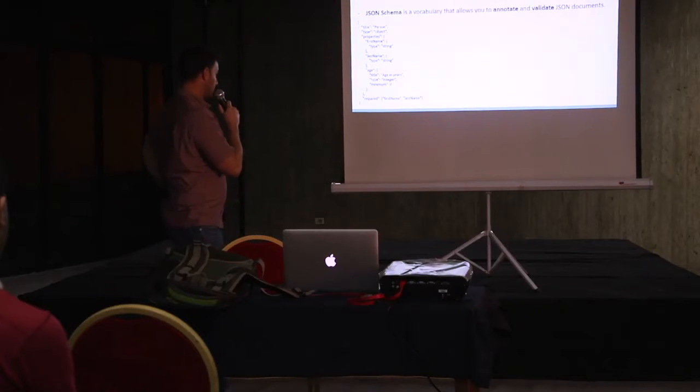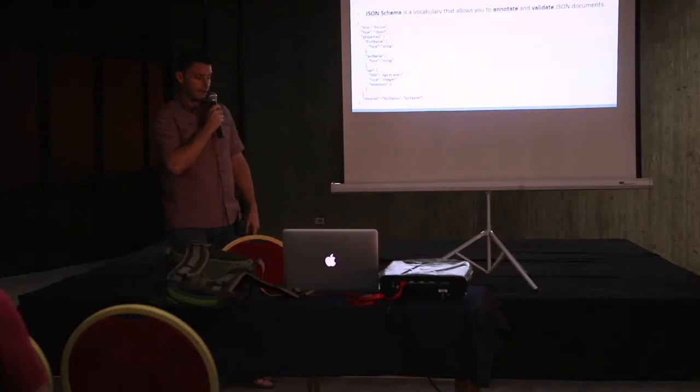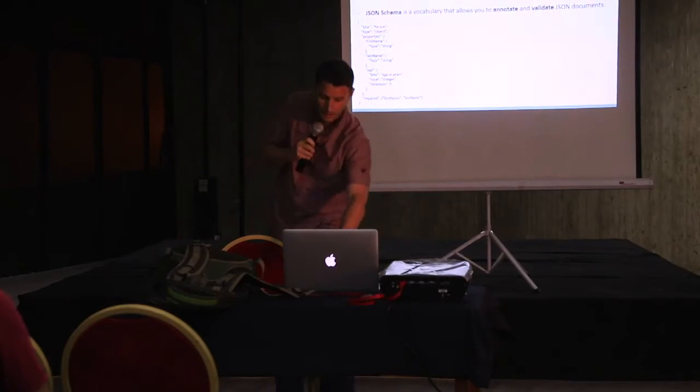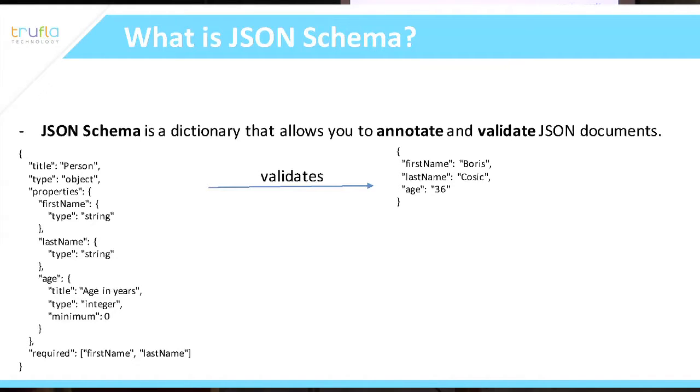So what does annotate mean? It means to describe the data that's coming in. So in this particular example, there's a title, and then it's a type of object, and then some of the properties we're collecting, and we're specific about their type. So in this case, it's a string, it's an integer, and then what are the required fields? And what does it validate? Well, it validates the data that's coming in. So these two put together essentially create a successful request to the API.